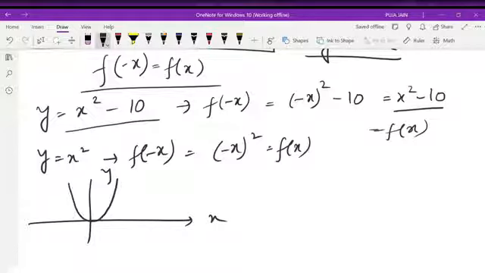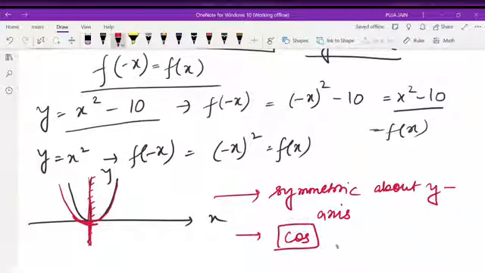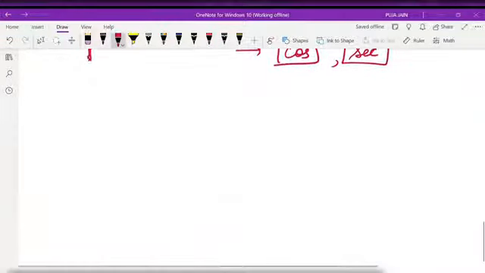Now this is symmetric with respect to y axis, right? Now if I fold this graph with respect to this, I will get this portion, right? So this is symmetric about y-axis. This is a symmetry about y-axis. An example of this is the cos function, which is a symmetric function. The sec function is also a symmetric function. We will go through details about this.